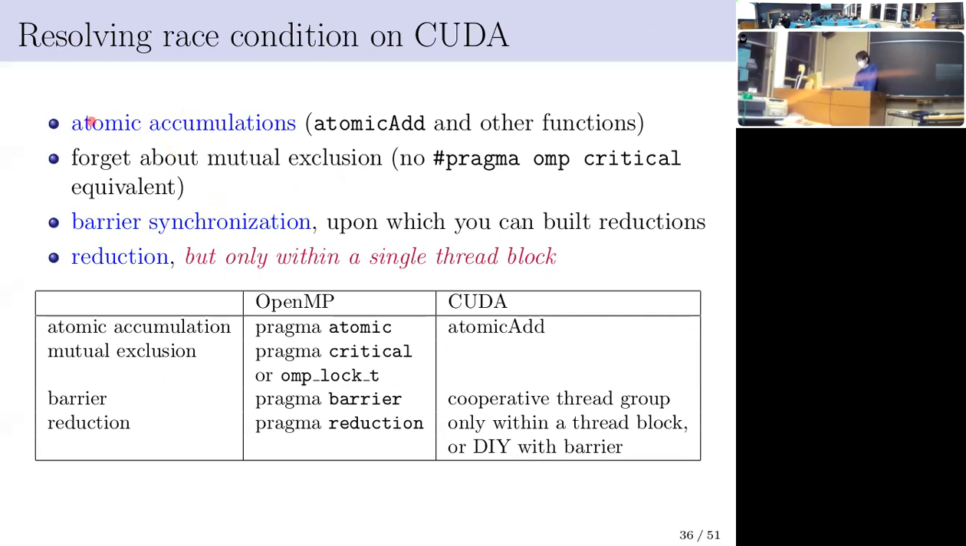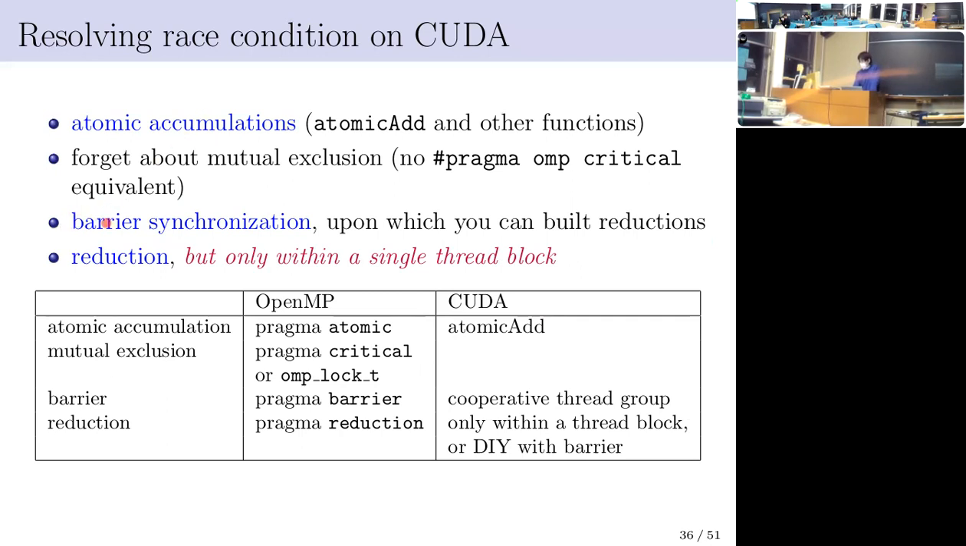So in CUDA, you have atomic accumulations, more specifically a function called atomicAdd, and some other similar functions. And actually, CUDA does not have something analogous to a pragma omp critical. It has no generic way of making an arbitrary piece of statements appear atomic. It doesn't have something similar to mutual exclusion.